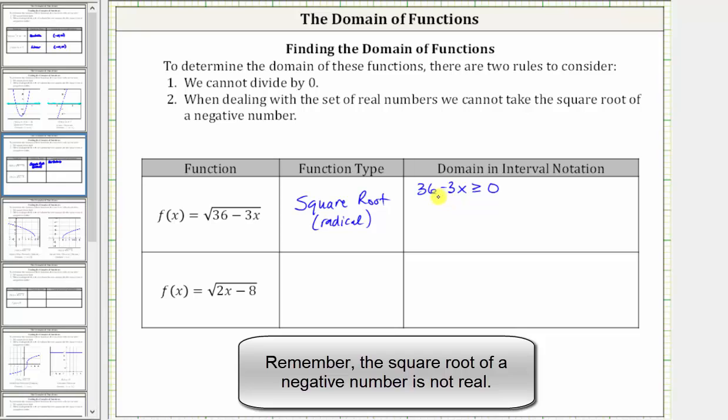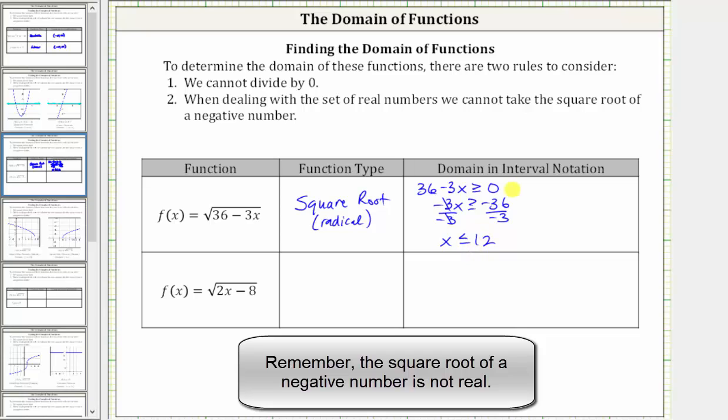And now to solve the inequality, we subtract 36 on both sides to isolate the variable term, which gives us negative 3x greater than or equal to negative 36. Now to solve for x, we divide both sides by negative 3. But remember, when solving an inequality, if we multiply or divide both sides by a negative, we must reverse the inequality. So in simplifying here, we have x on the left. We reverse the inequality, so we have x is less than or equal to. On the right, we have negative 36 divided by negative 3, which is positive 12.